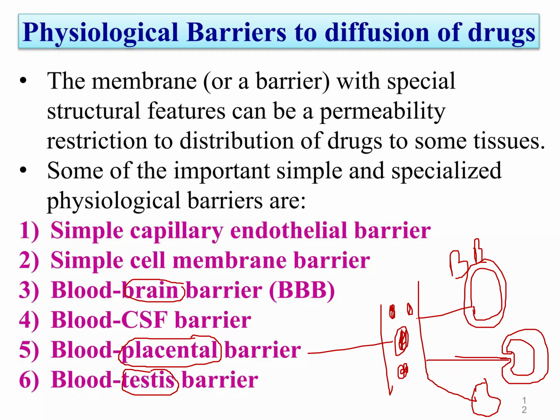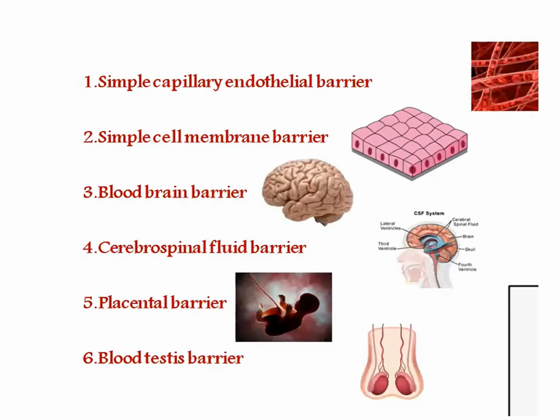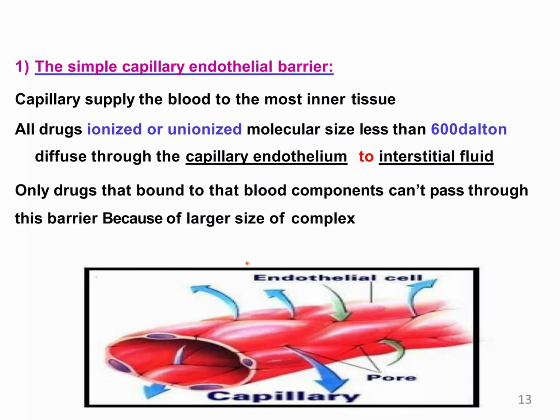Moreover, along with this, in each and every organ, there is a capillary endothelial barrier or normal cell membrane barrier. A membrane with special structural features can be a permeability restriction to distribution of drug to some tissues. Some of the important barriers are these: placental barrier, BBB, cerebrospinal fluid (CSF) barrier, cell membrane barrier, capillary barrier, and testis barrier. So let's discuss one by one.